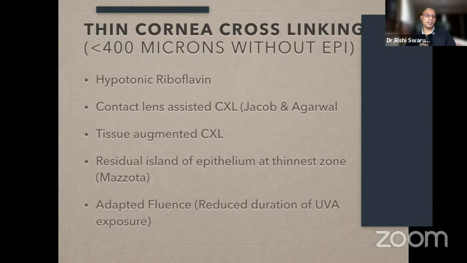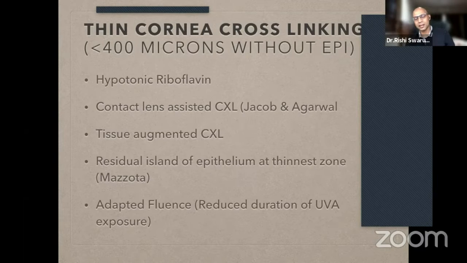People tried adding a corneal lenticule, and that of course can work, but then you must realize that that lenticule which you're putting is eventually discarded. So that much of cross-linking effect is lost when you remove that lenticule. You could leave a little residual island at the apex of the cone where the cornea is the thinnest, and you can do the rest of it. That's the Mazota technique. But essentially, the place where you really need most cross-linking is not getting effective cross-linking because of that.